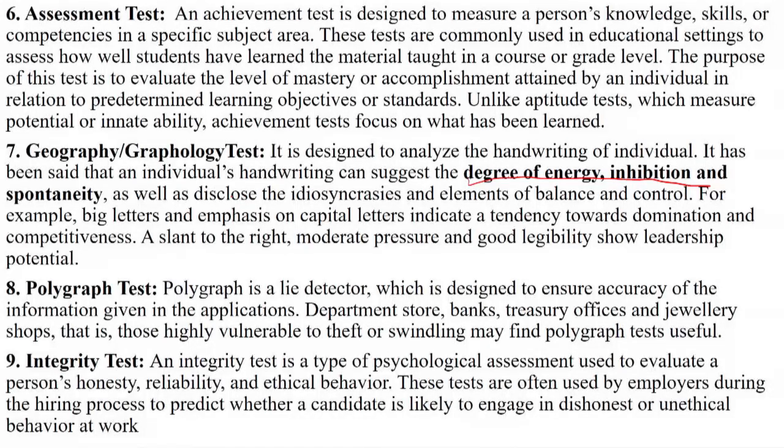So if the handwriting is big letters or small letters, supposing a person is using very big letters, very big handwriting, then it means basically a tendency towards domination, okay, the person is very dominating and competitive. A slant to the right, moderate pressure and good legibility shows leadership potential. So these are the hidden traits which can be identified with different types of handwriting.